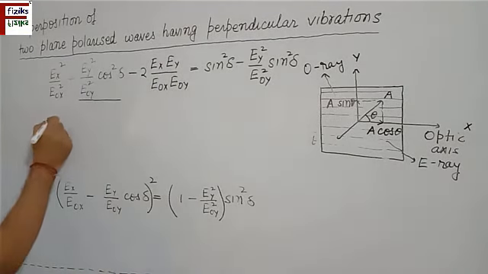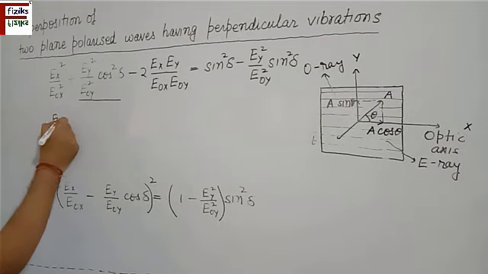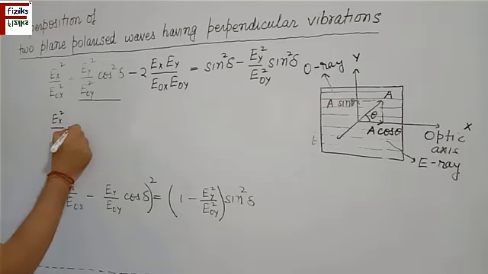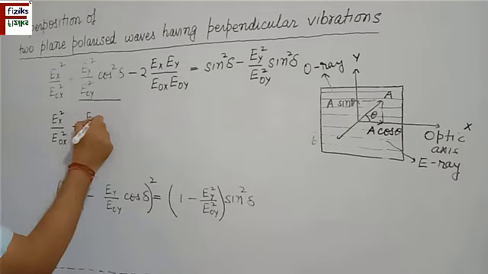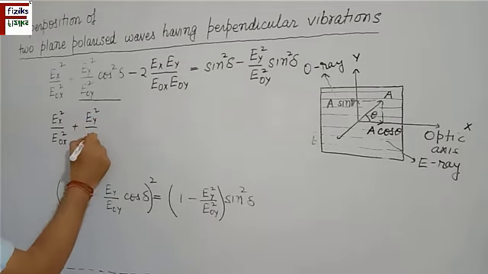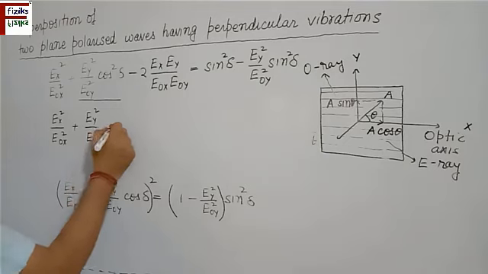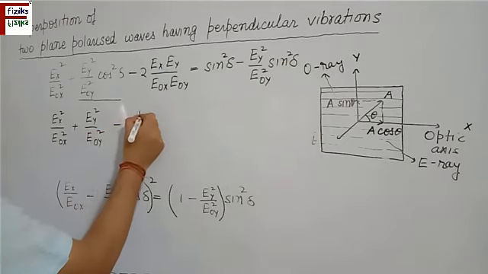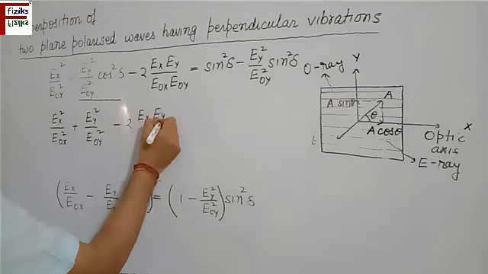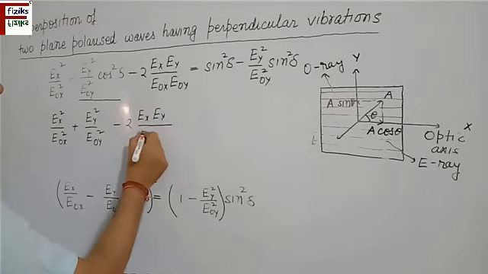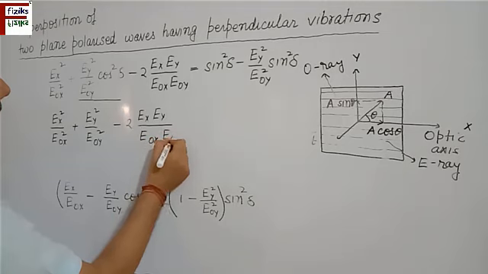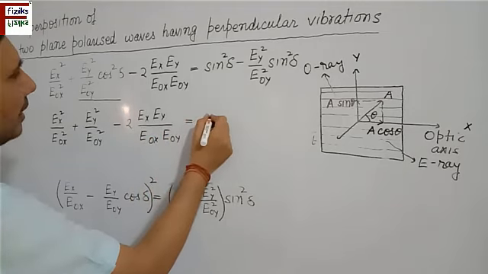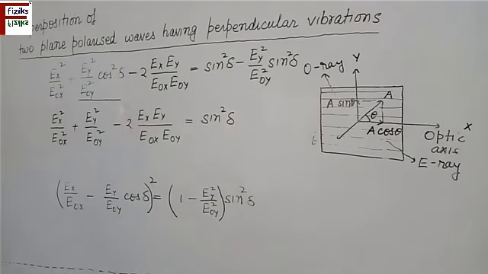So I can write this equation as Ex square upon E naught x square plus Ey square upon E naught y square minus 2 times Ex Ey upon E naught x E naught y equal to sine square delta. I have this equation, and this is the equation of a general ellipse.